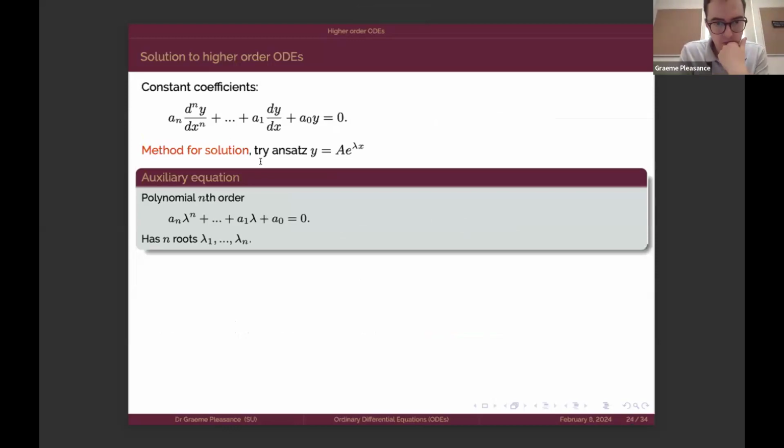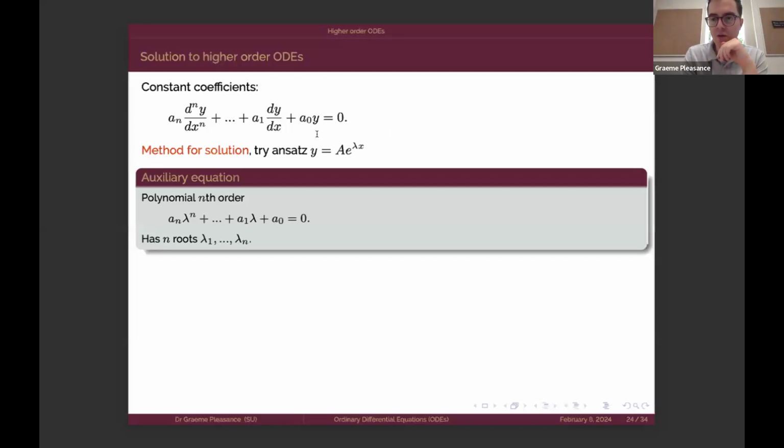Okay, so let's go to the simpler example now where we have constant coefficients, where each of these a_n, a_{n-1} up to a_0 don't depend on x, so they're just constants. One way we can go about solving these types of equations is by introducing an ansatz. If we're interested in solving this, we can note that any exponential function of x, if we differentiate it, is going to return the same function.